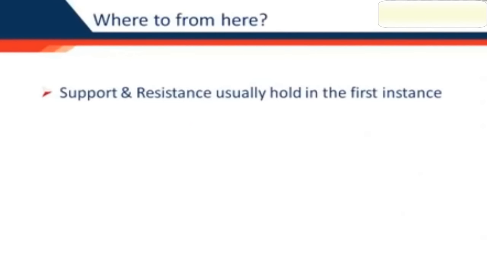Support and resistance usually holds in the first instance, and most traders make the assumption that this will occur. So if you see a level of support or resistance, make sure you trade it. And remember, it's your view of support or resistance. Trust your judgment. You're the one looking at the charts. You're the one making the decisions for the trades. So trust your judgment.